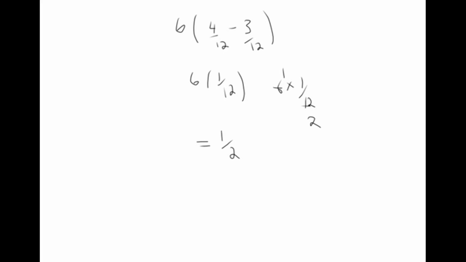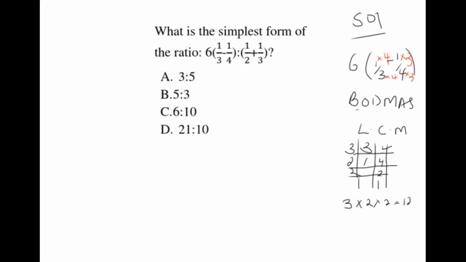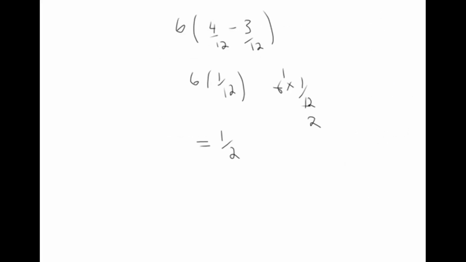Then we come to this part now. 1 over 2 plus 1 over 3. We have 1 over 2 plus 1 over 3 in brackets. Find the LCM of 2 and 3.